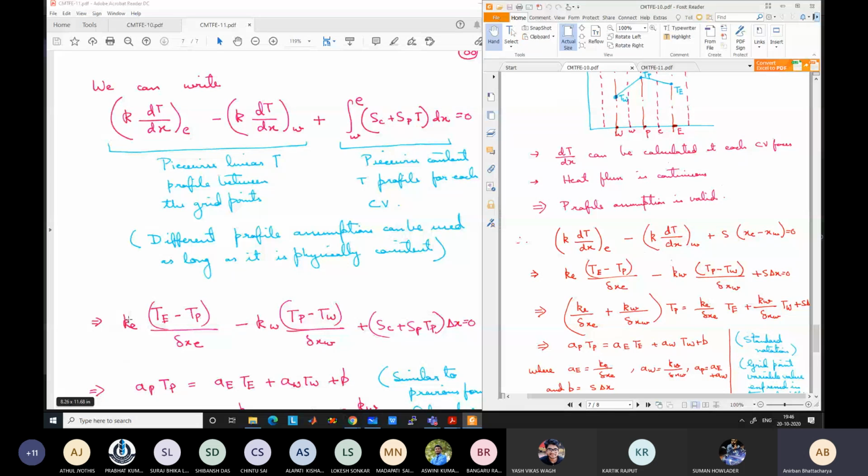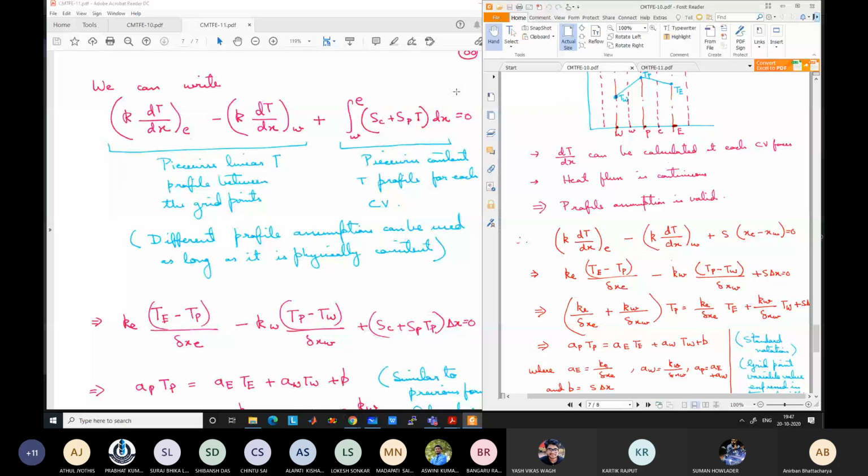Plus (SC plus SP TP) into delta X, assuming that SC and SP TP do not change within a control volume. We can just write this into delta X. So our equation will now be of this form.